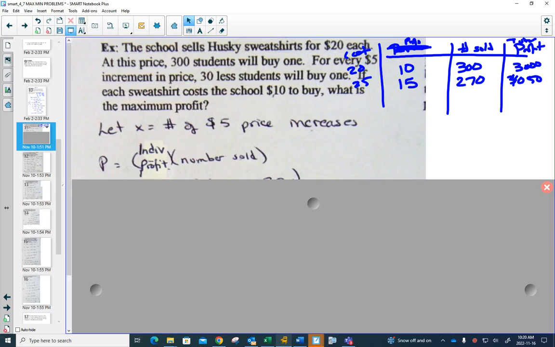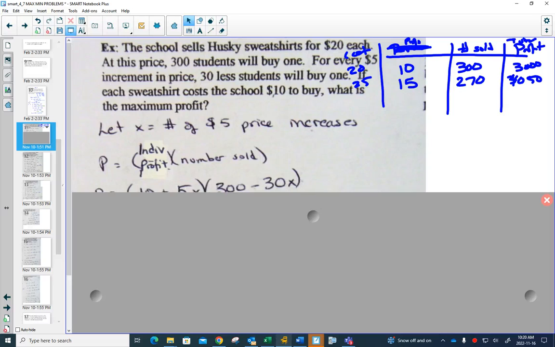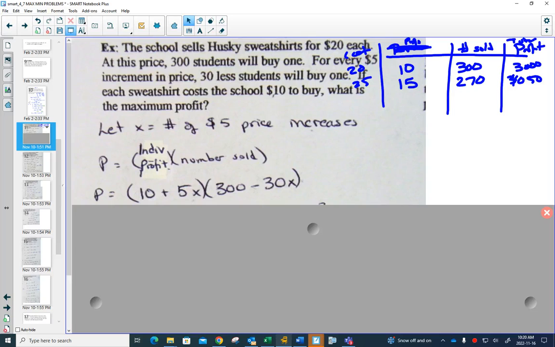Then sometimes a chart helps us see what we're going to do. We start off with $10 and selling 300. And this part that I underlined in green is always going to be, in these profit questions, they always give you a starting off point. This one it says $20 each, 300 will buy it. So that means that 300 will buy, you'll make $10. That's your starting off point.